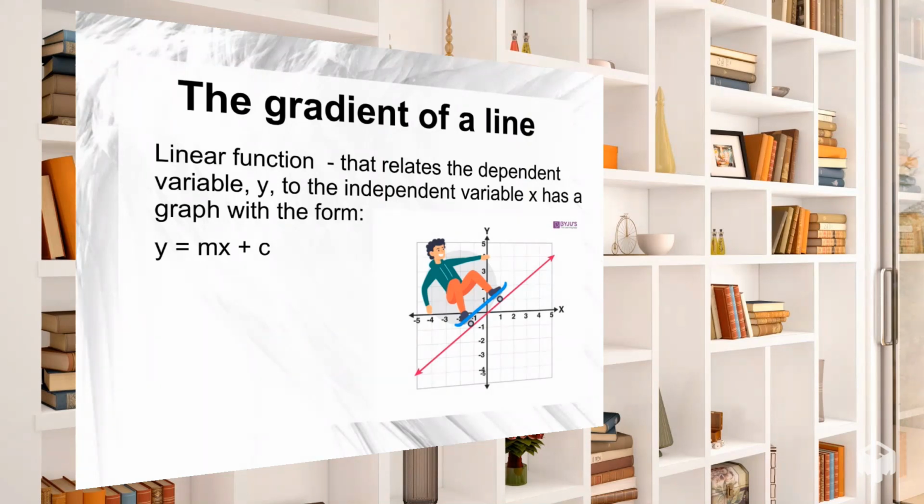And for that, we're going to look at the gradient of a line. That represents a linear function, and that relates the dependent variable y to the independent variable x. And it's shown on this graph here. For this equation, y is equal to mx plus c, we have the skater going up the slope. And as he moves from one location to another, there are changes of the x values and also changes of the y values.